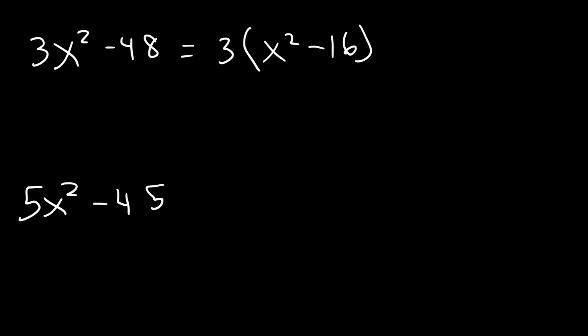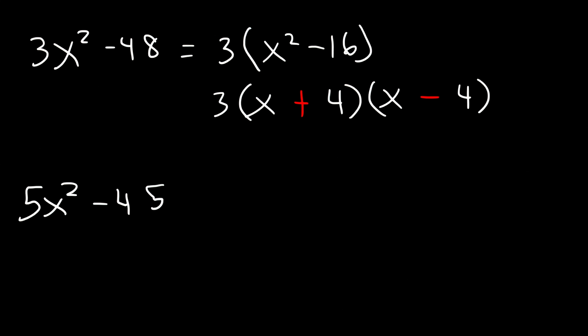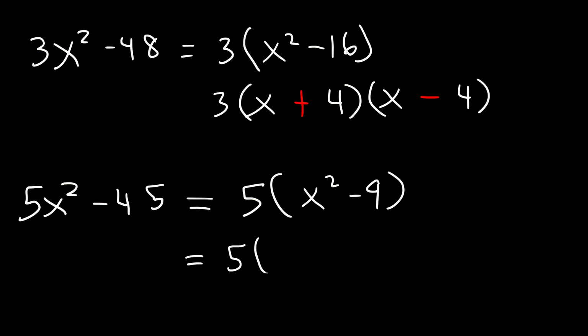Now we have a difference of perfect squares. The square root of x squared is x. The square root of 16 is 4. And so it's going to be x plus 4 times x minus 4 with a 3 on the outside. Now for the next one, we could take out the GCF as well, which is 5. And so we'll be left with x squared minus 9. The square root of x squared is x. The square root of 9 is 3. So it's going to be x plus 3 times x minus 3 times 5.